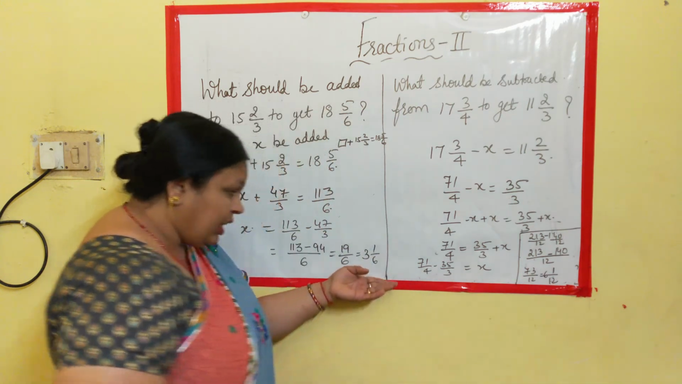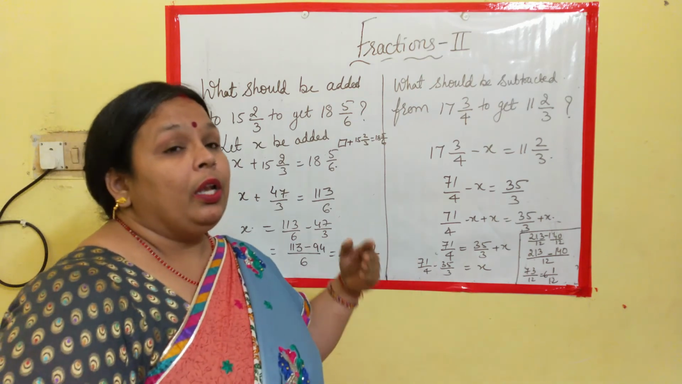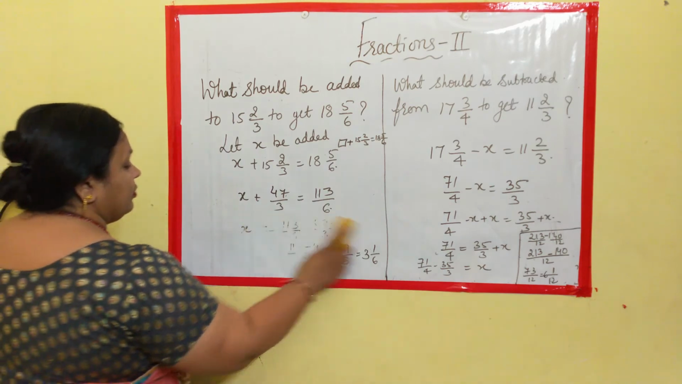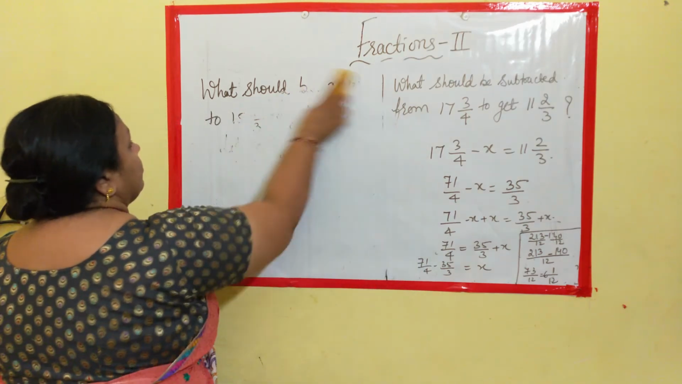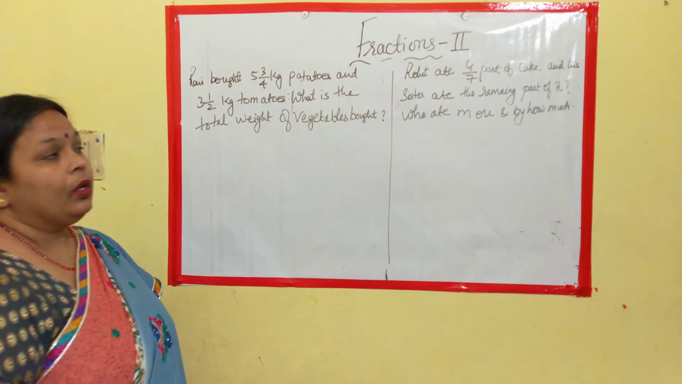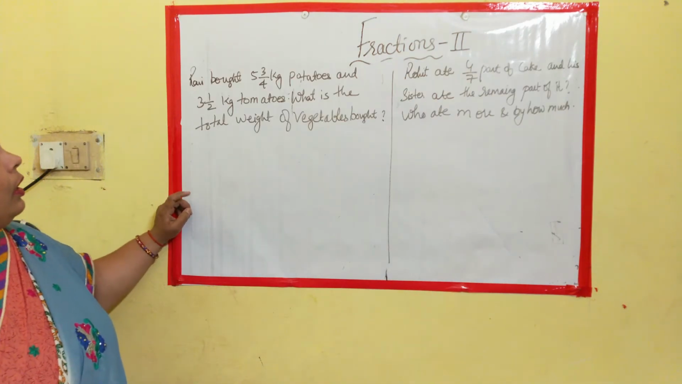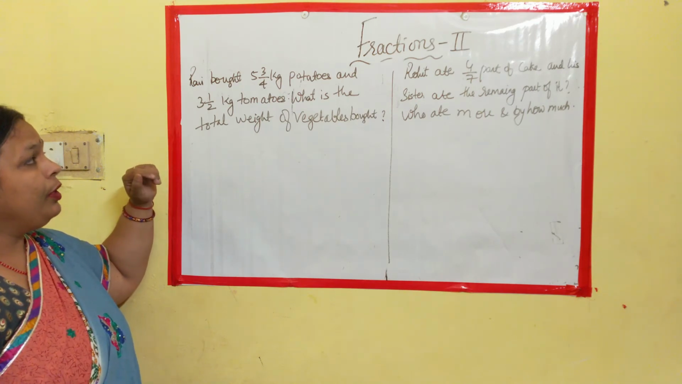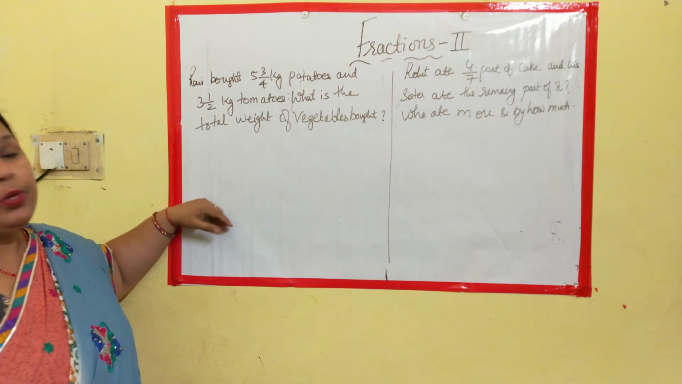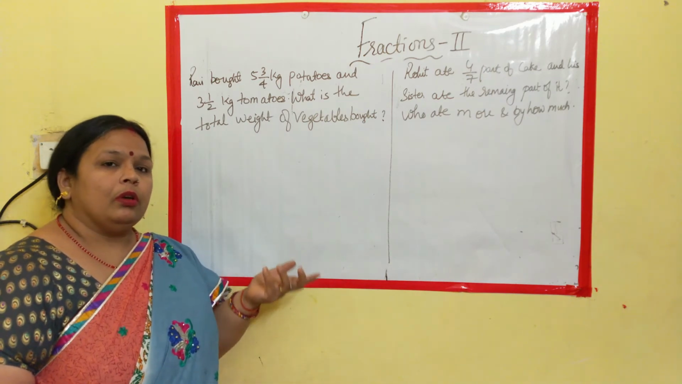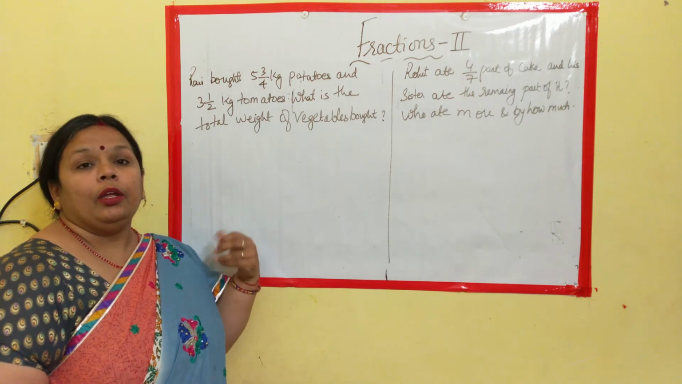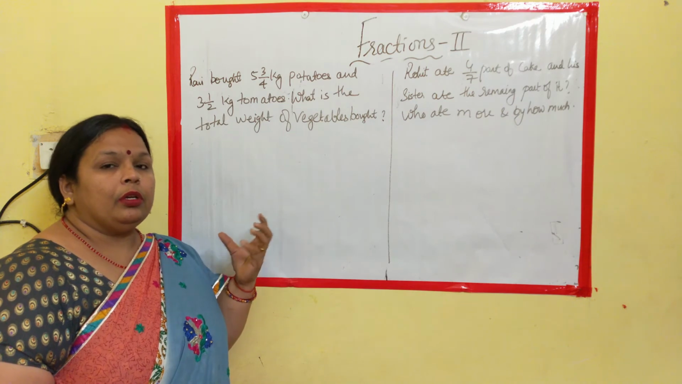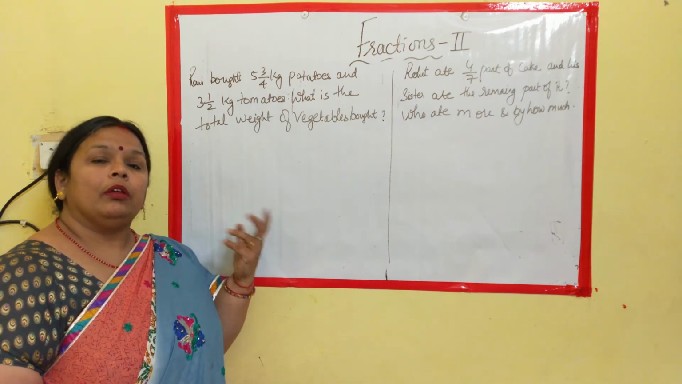So till now we have seen the word problems. Let's take two more word problems based on addition and subtraction. So two examples. Now the first one is: Ravi bought 5 3 by 4 kgs of potato and 3.5 kg tomato. What is the total weight of vegetables bought? The question is the same as we have done. The only change here is that instead of the whole number, the weight is given in fraction.